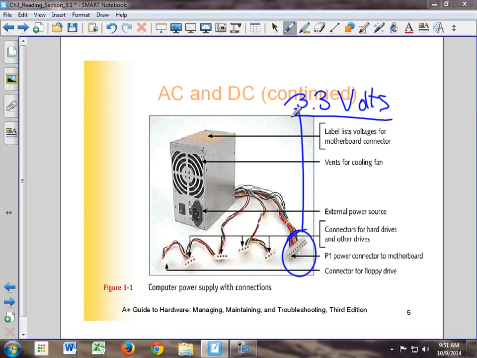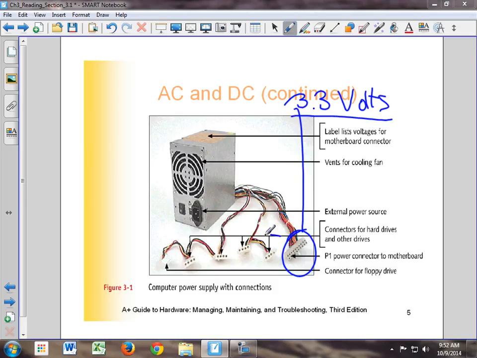Okay? I'm going to ask, what is the main P1 power connector voltage? That's the main P1 power connector, P1 going to the motherboard. The main P1, the big one. How many volts is it, Brighton? 3.3. Austin, how many volts is it? Max, how many volts is it? Peyton, how many volts is it?